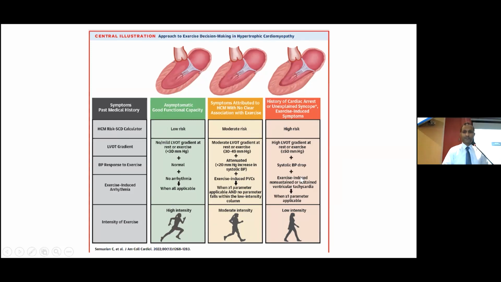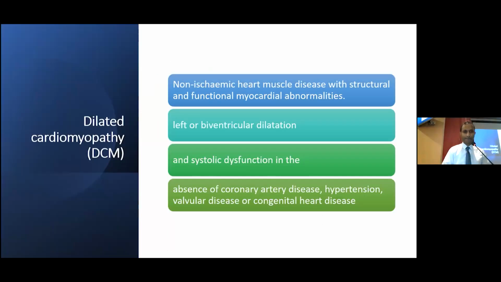But if the patient is high risk, with a lot of symptoms, showing a high risk calculation, and the LVOT obstruction is great, and there's a blood pressure drop with exercise, and there's NSVT arrhythmia on exercise, they can only have moderate, aerobic type of exercise, not high intensity exercise.